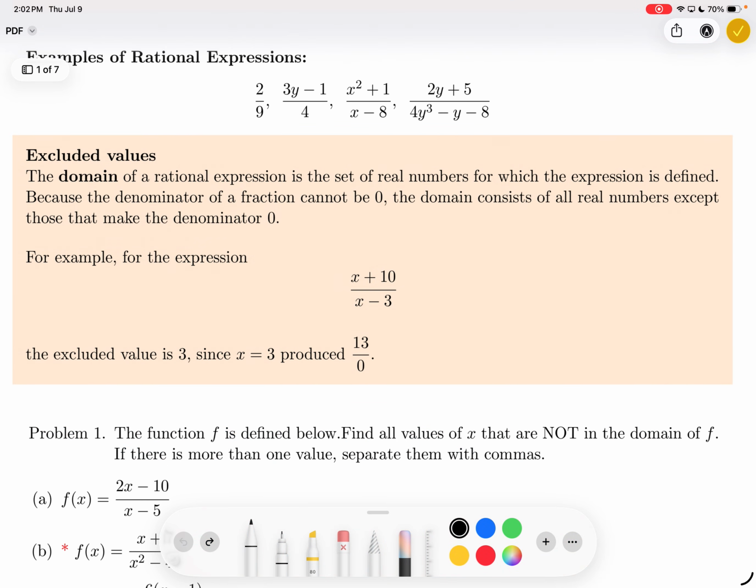The domain, we've talked about domain before, but domain is all your x values that it can be. So on this example right here, if you're trying to figure out what numbers x can be, the easiest thing to do is figure out what x can't be, and then say it can be everything else. So like right here, they kind of tell us the answer down here, but if I plugged in a 3, I'd get a 0 in the denominator, and you can't divide by 0.